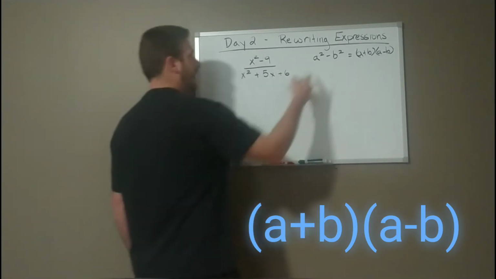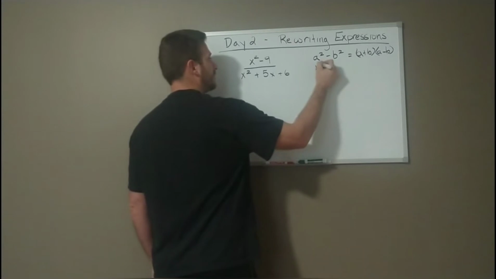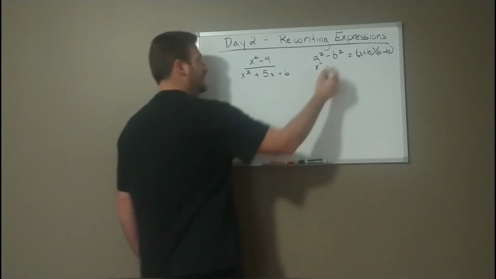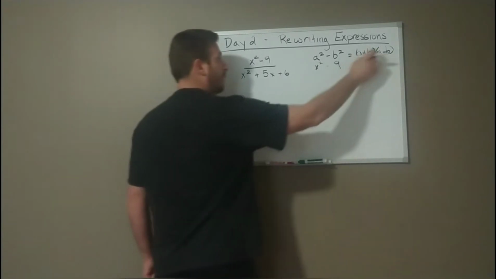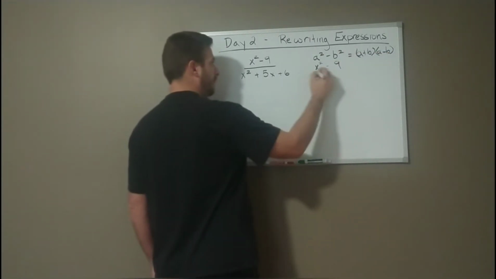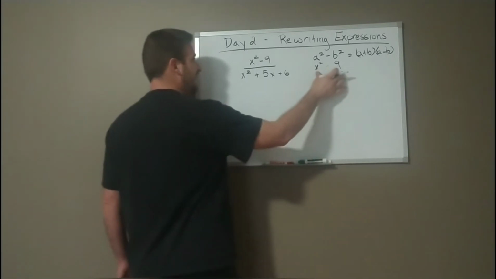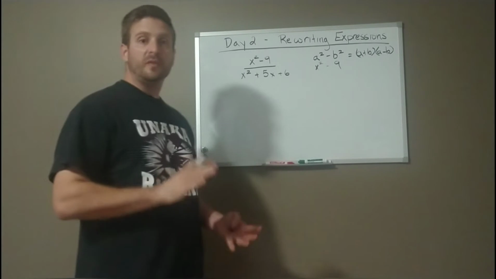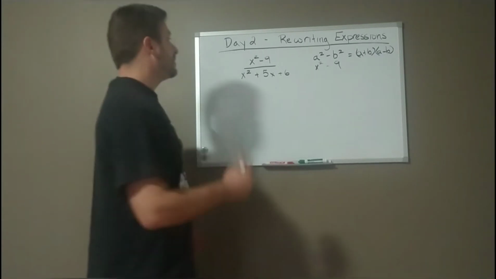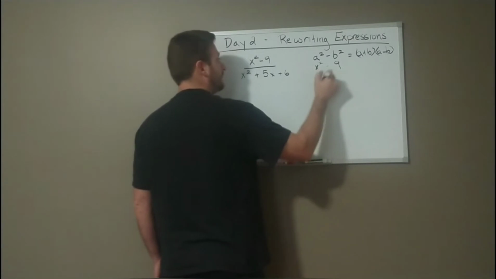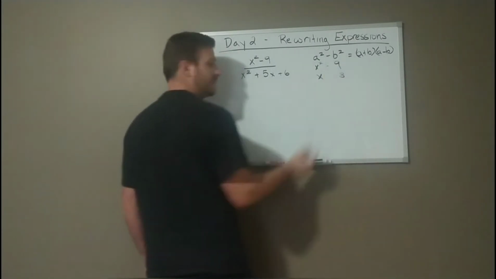In this case, our a squared would be x squared and our b squared would be 9. To figure out what a and b are, we would have to take the square root of both of those. This is just to identify what a and what b are as we find the difference of squares. So the square root of x squared is x. The square root of 9 is 3.